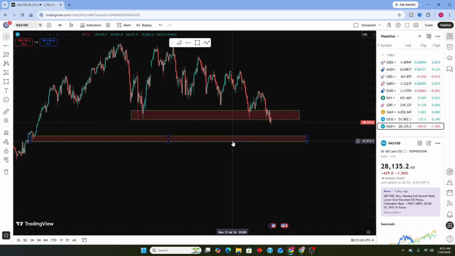But all right, everybody, that's how you use market structure combined with support and resistance to give yourself a direction in the market. Understandable? Understandable. Thank you.